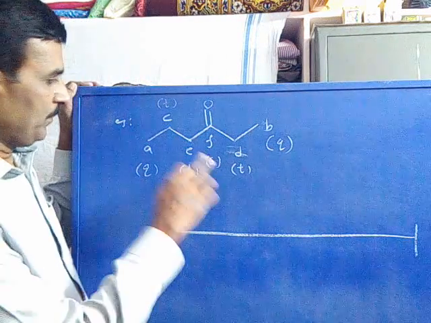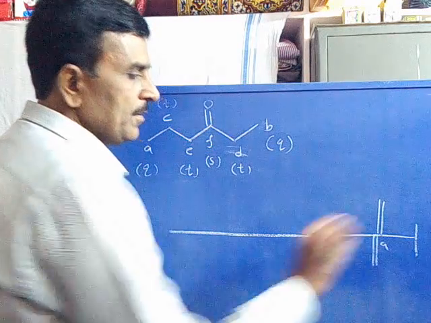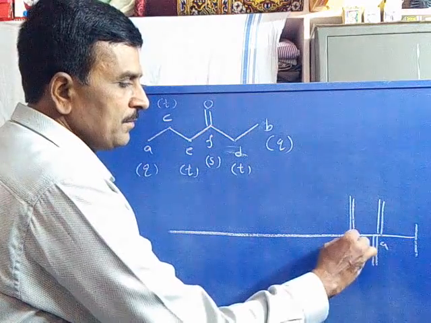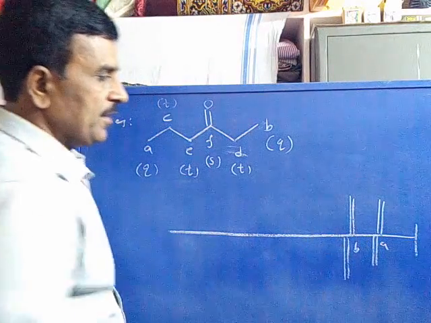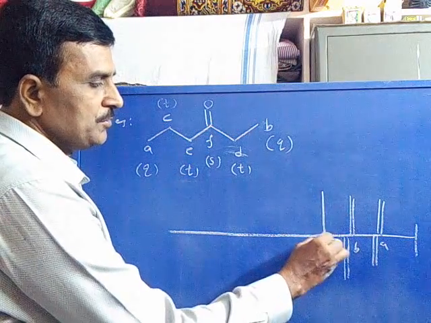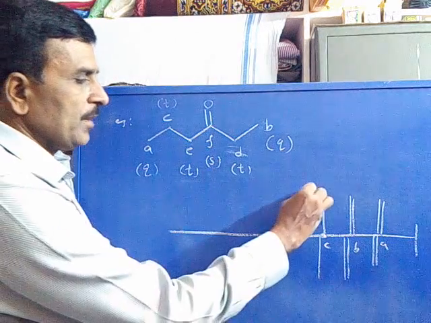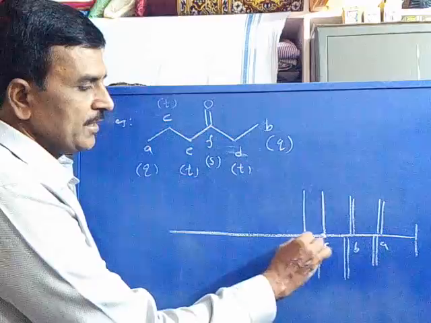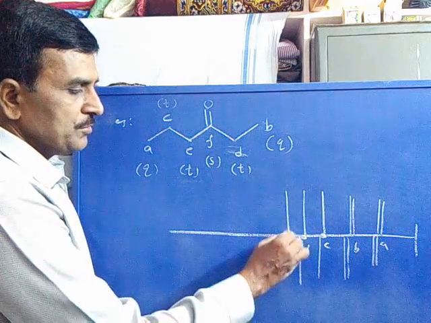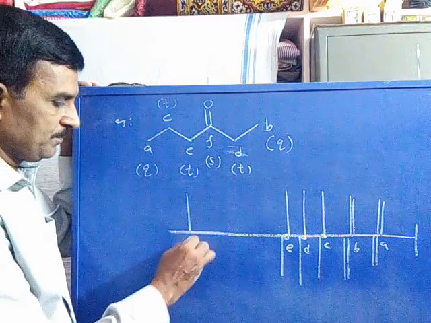It's an INEPT spectrum. A is a quartet, two positive lines, two negative lines. B is a quartet, two positive lines, two negative lines. Now C carbon is a triplet, one positive, one negative, zero intensity middle line. D carbon is also a triplet, one positive, one negative, zero intensity middle line. E carbon is also a triplet, positive, negative, zero intensity middle line.